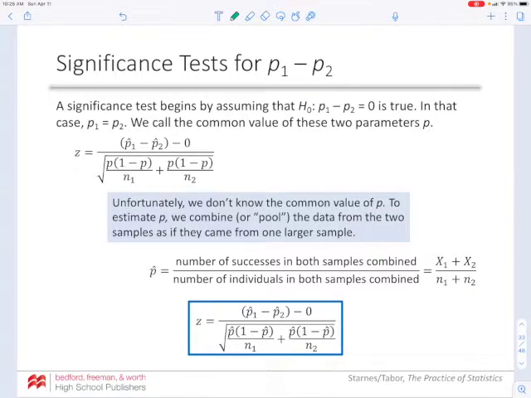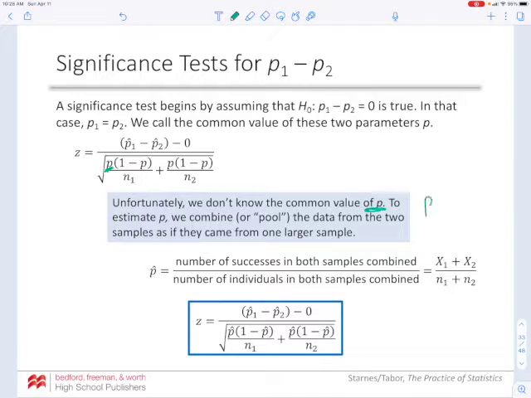Alright, so really whenever we are doing this in the denominator, p times 1 minus p, unfortunately we don't know the common value of p, because remember, we have two different groups. So to estimate p, we combine or pool the data from the two samples. So the way that you do this is you're actually going to add fractions the way you've always wanted to. So p hat, which is going to go in the denominator to replace this p, is the number of successes in both samples divided by the number of individuals in both samples.